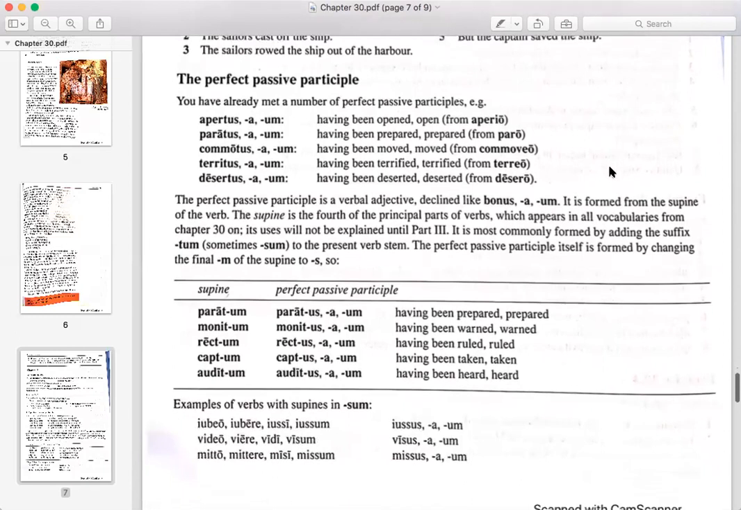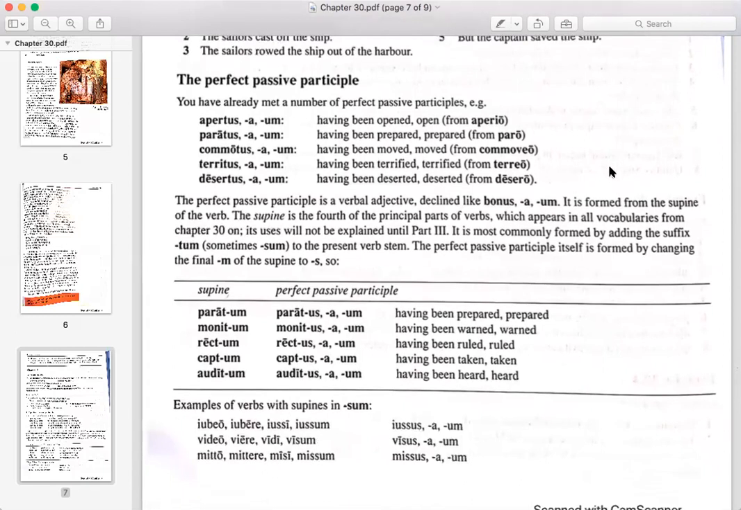Okay, so for some reason, in every Latin textbook I've ever seen, they give you this perfect passive participle before actually teaching you passive verbs. Whatever, it's fine. And like we said, we have seen a lot of them in the form of adjectives. And that's pretty much what it is. So like apertus, paratus, commotus, territus, and desertus are all technically perfect passive participles, but we translate them as if they were adjectives. And they function pretty much like that because, as you can see, their endings, us, a, um, are going to be the same as just a regular first or second declension ending.